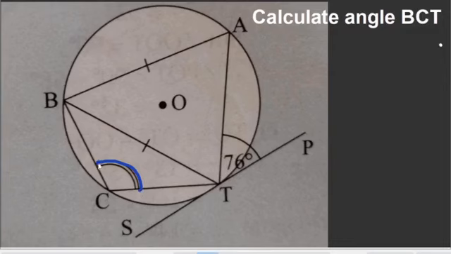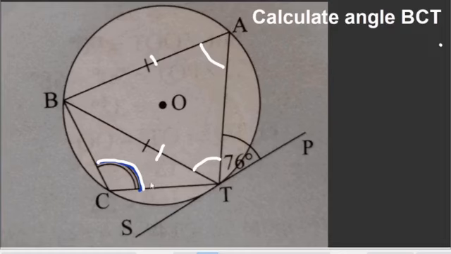How can we find the angle on C? First, we can take a look at triangle ABT. This triangle is an isosceles triangle because of the marks that are given. It means that the angle here and the angle there are the same. Also, ABCT is a cyclic quadrilateral.